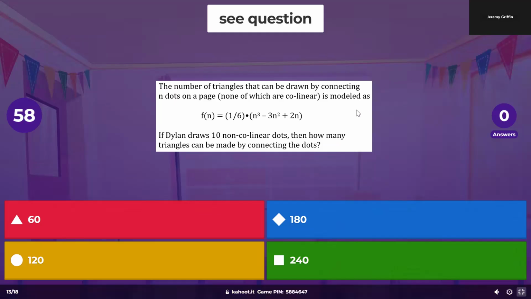The number of triangles that can be drawn by drawing dots on a page can be modeled by this expression, straight out of your book. Dylan draws 10 non-collinear dots. So when you see the midterm later this week, what if I change that number to 11 dots? Whatever how many dots you draw, can you just put that in for n and solve it? You guys can do that, right? It's just kind of plug and chug. It should be one of those answers. 20.